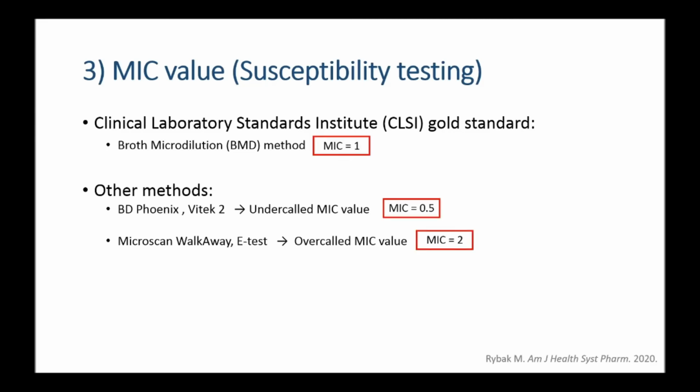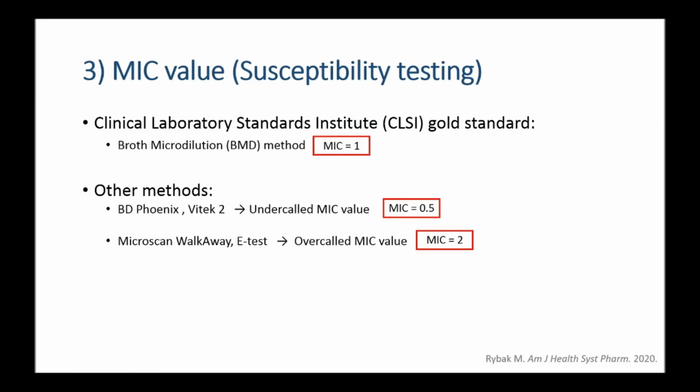In other words, for example, using the same specimen, if some hospital does the gold standard MIC by broth microdilution and gets a value of 1, another hospital using BD Phoenix might get a value of 0.5 because Phoenix tends to undercall the MIC value. On the other hand, another hospital using E-test might get a value of 1.5 or 2 because E-test tends to overcall the MIC value. So this will be a challenge for a physician trying to decide what to do with an MIC of 2. Is it really 2 or is it actually just 1?